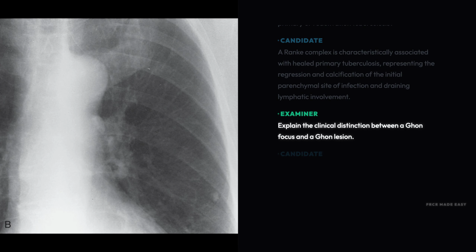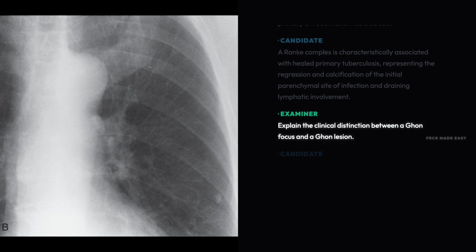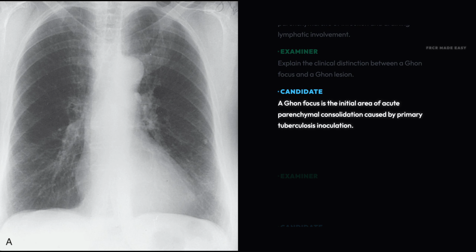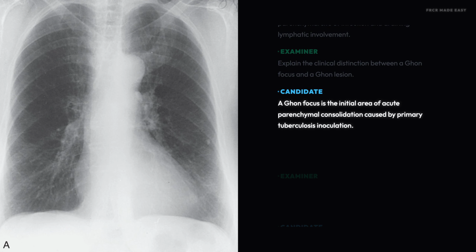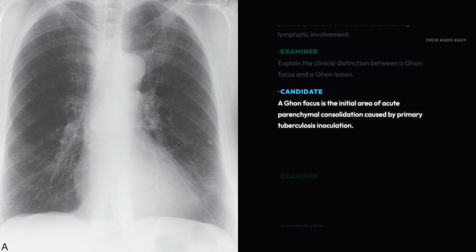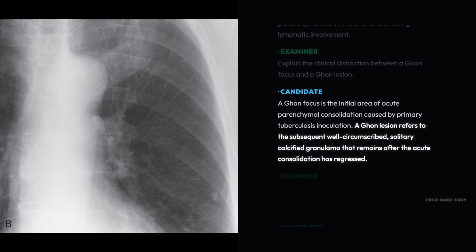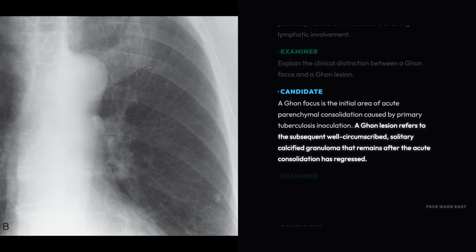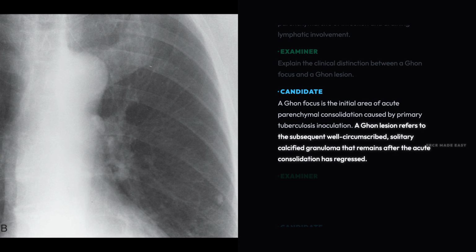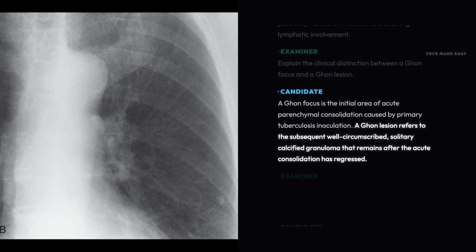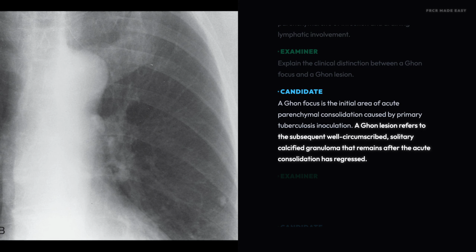Explain the clinical distinction between a Ghon focus and a Ghon lesion. A Ghon focus is the initial area of acute parenchymal consolidation caused by primary tuberculosis inoculation. A Ghon lesion refers to the subsequent well-circumscribed, solitary calcified granuloma that remains after the acute consolidation has regressed.